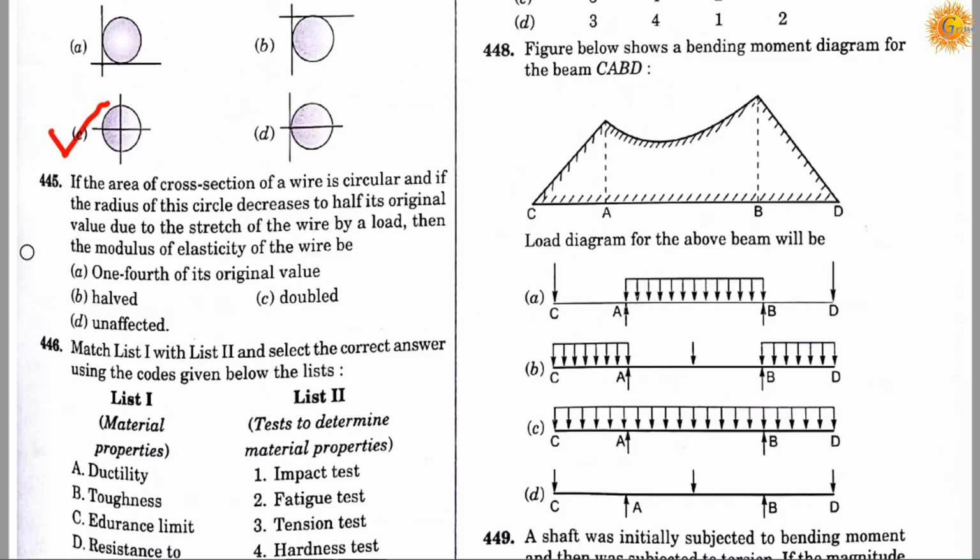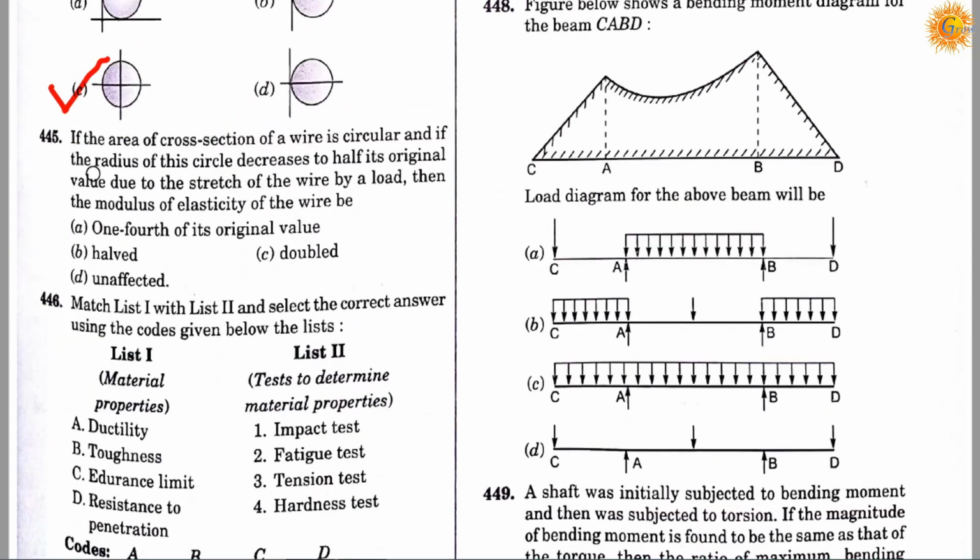Question number 445. If the area of cross section of a wire is circular, and the area of this circle decreases to half its original value due to the stretch of the wire by the load, then the modulus of elasticity of the wire will be: option A 1/4 of its original value, option B halved, option C doubled, and option D unaffected. Correct answer is D, it will be unaffected.